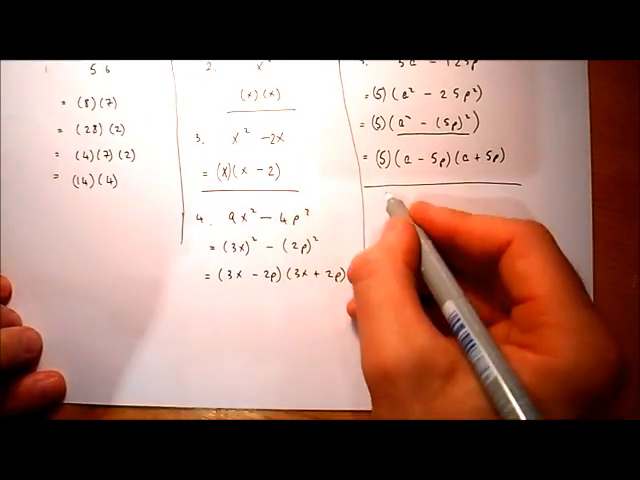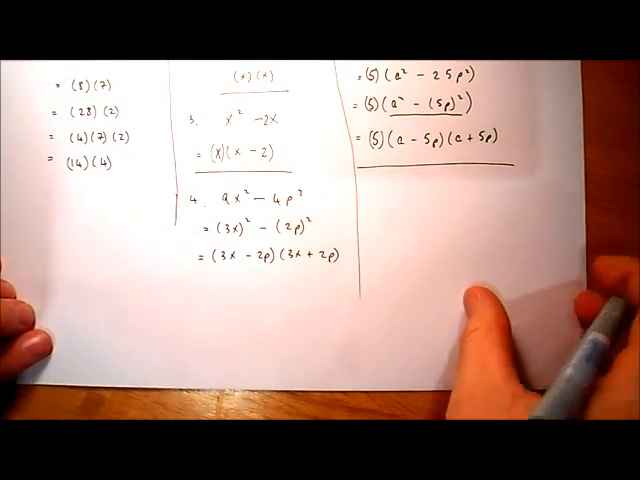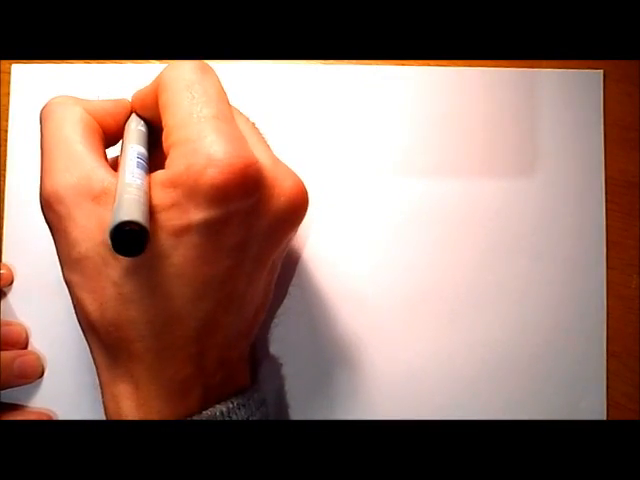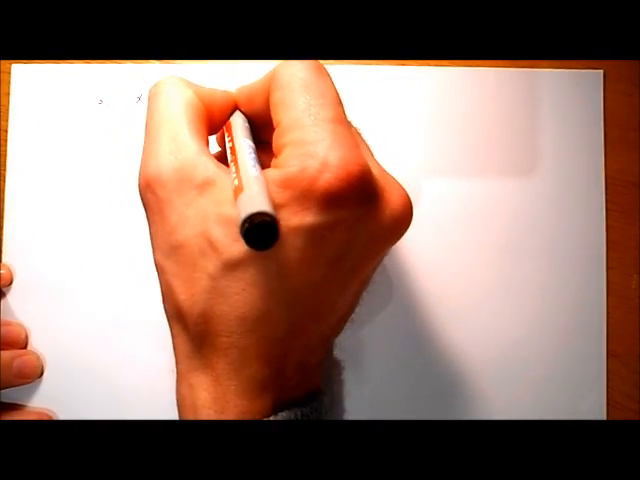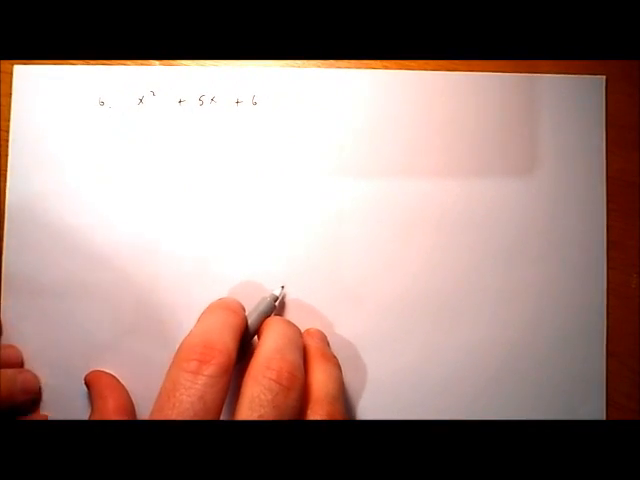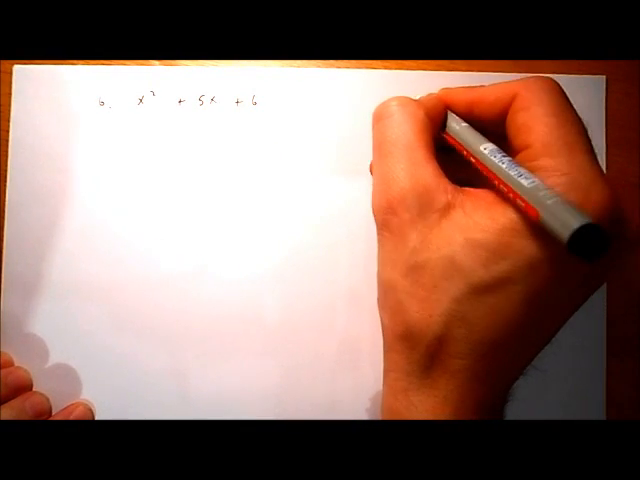So question 6, I'm going to go to a new page for this one. So we have a quadratic. It's x squared plus 5x plus 6. And we have to factorize this. So the way we're going to do this, we're going to split the middle term. So we're going to multiply a by c. In this one, a is 1, c is 6. So 1 times 6 gives me 6.